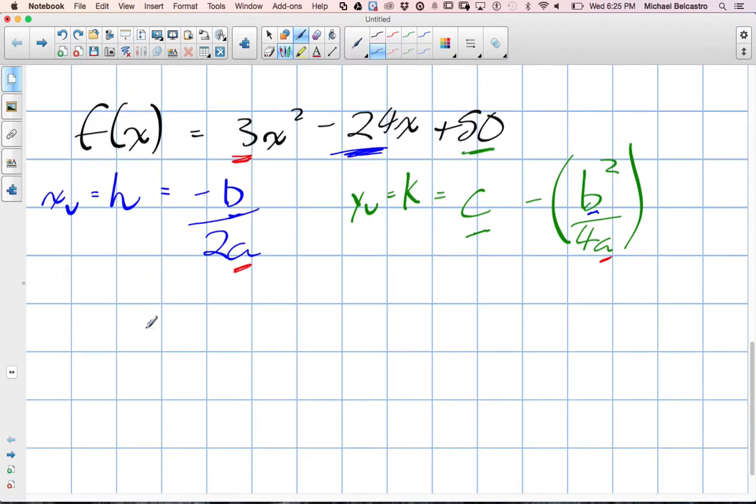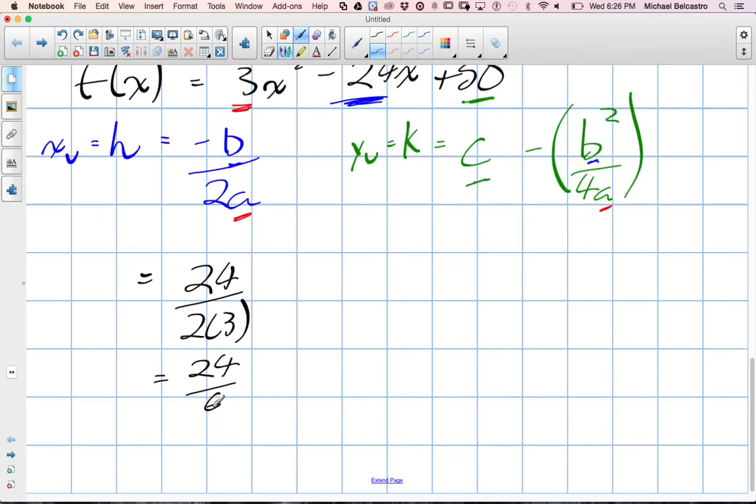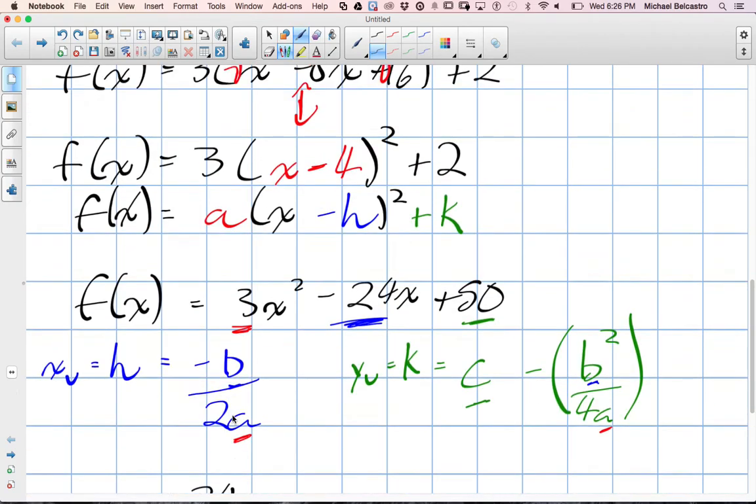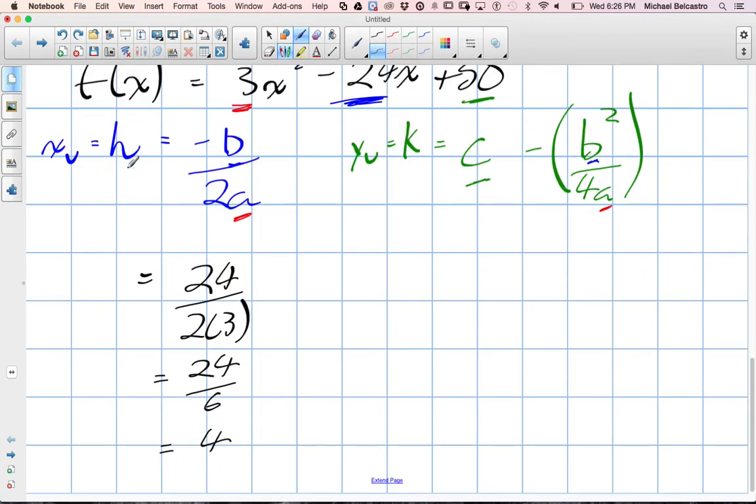Our negative b. So negative b, well, that's negative 24, so that ends up being positive 24. Over 2a. Well, that's 2 times 3, which is 6. 24 divided by 6 is going to equal what value? Should be 4. And that is our h value.